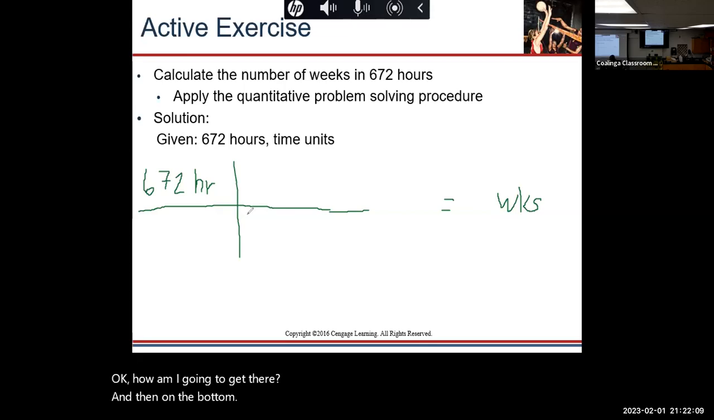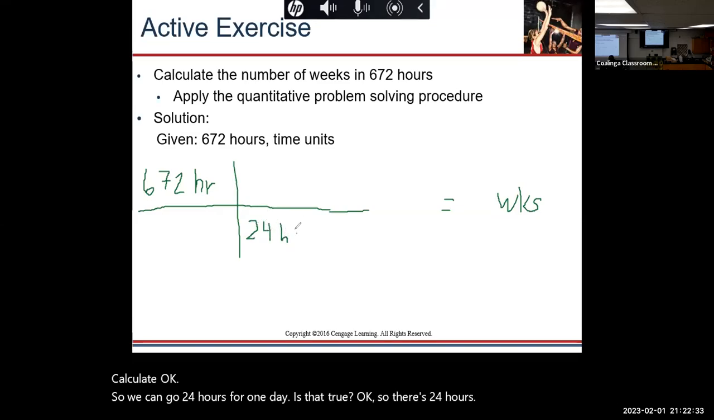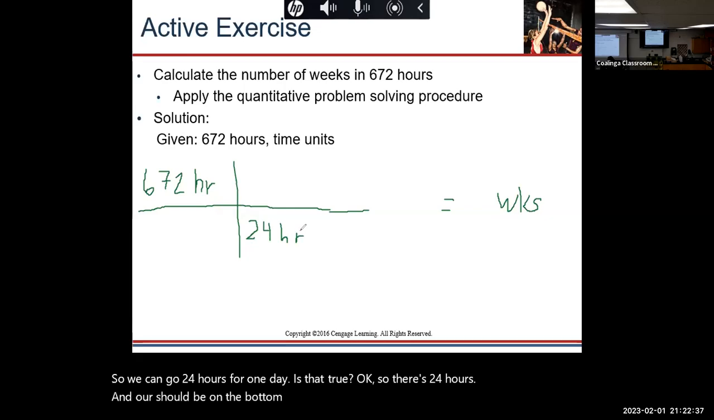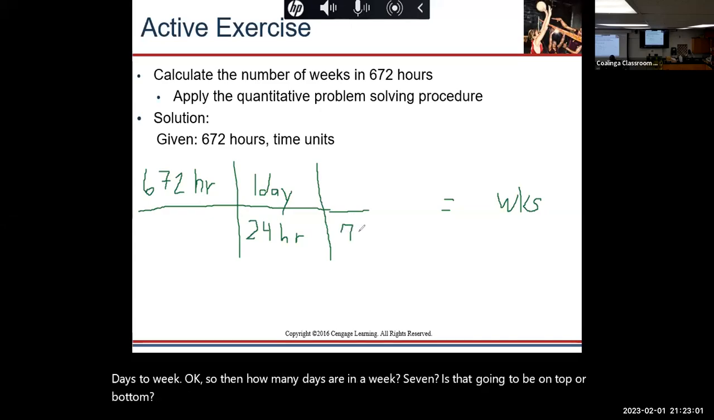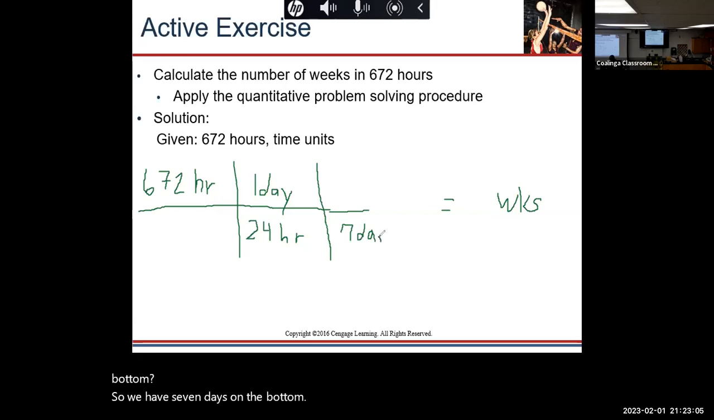Okay, so you're just going to go straight from an hour to a week. You guys know how many hours are in a week? 168. Yeah. Okay, so Google it, right? You go 24 hours for one day. Is that true? Yeah. Okay. So there's 24 hours. An hour should be on the bottom, right? Since I've been writing it on the bottom. Yes, because now I'm dating days. She's hot. Okay, so we have our one day, okay? And then days to week. Okay, so how many days are in a week? Seven, is that going to be on top or on the bottom? Okay, so we have 7 days on the bottom and 1 week on top.